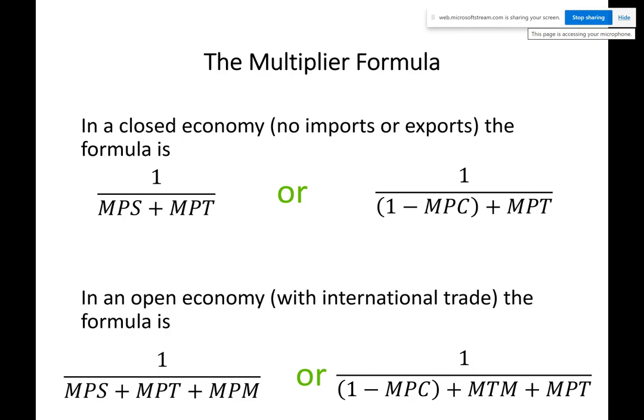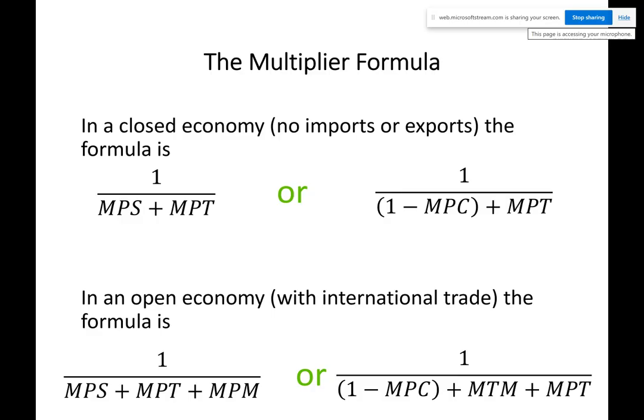The only thing you need to know is what MPS is, what MPC is, and what MPM is, and just throw it into the formula. You throw it into the formula, you get a number, and then the number will tell you the multiplier. So have a look at it.